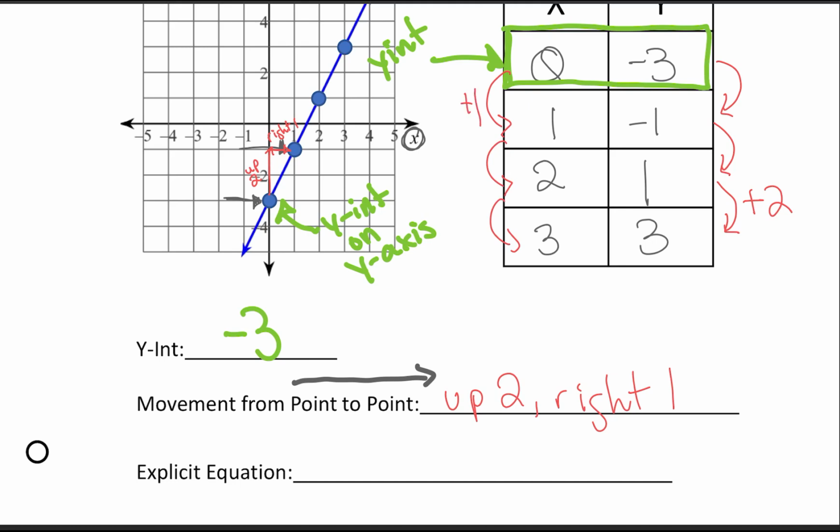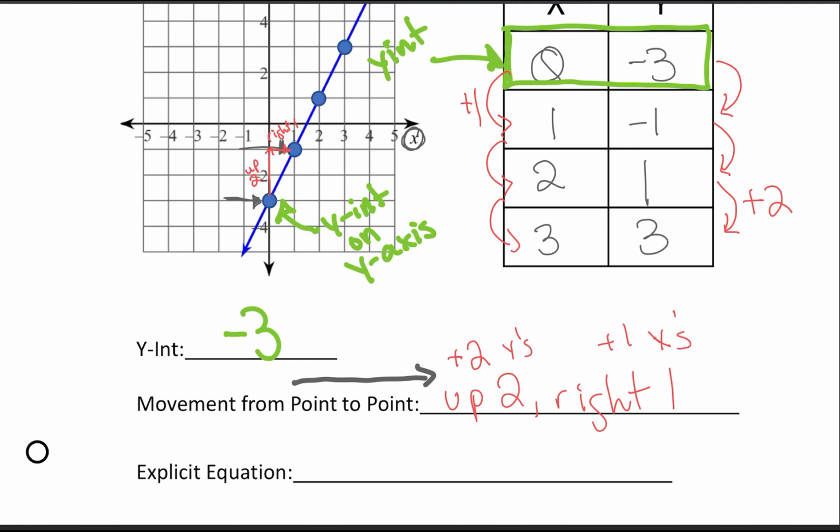When you go up in math, that's a positive thing. And we went up 2, so we went up plus 2. Well, we see that in our table for the y, so that lines up. That's good. When we go right 1, that's a positive thing too. So that means we have plus 1, which we see for our x's. So that plus 1 is for our x's.